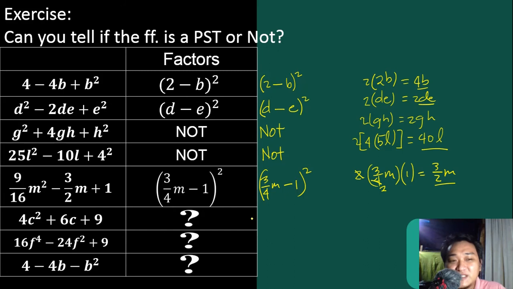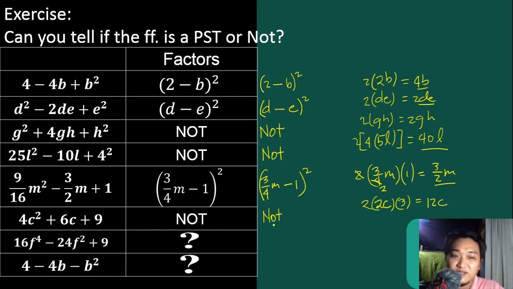Okay, how about 4c squared plus 6c plus 9? Is it a perfect square? Again, what is the square root of 4c squared? That is 2c. What is the square root of the last term? That is 3 times 2. 2 times 2 is 4 times 3. That will be 12c. Paano yun? 6c lang yung nasa gitna. So, this will be not. Subukan nga natin. Okay, so it's not. Kulang, ano? Okay, let us try the next example.